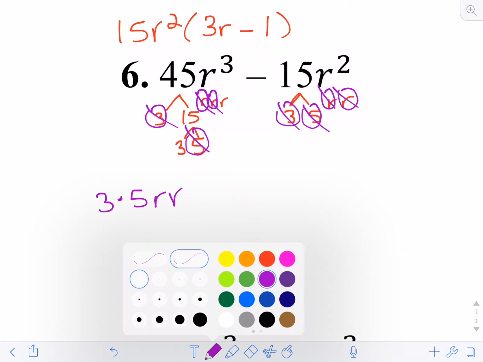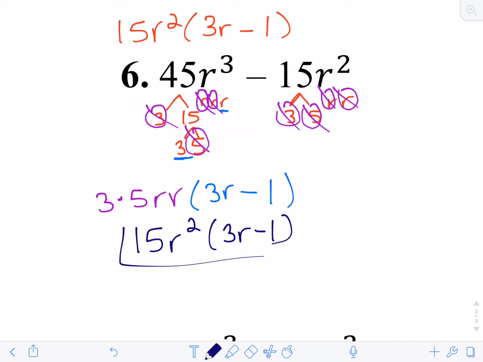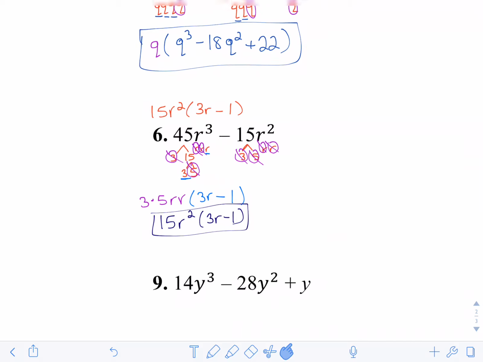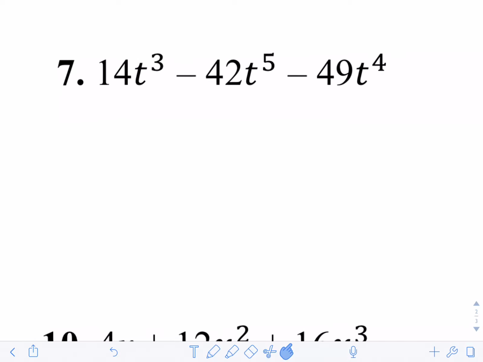So now I'm going to write down what I have left over. So what I have left over here is just a 3 and an r, so 3r, minus, I don't have anything left over here on the right side, so I'm just going to put 1. Okay, so now I'm going to simplify this. 3 times 5 is 15. Since you have 2 r's, it's r squared, and then we have 3r minus 1. Alright, okay, halfway done. So number 7.